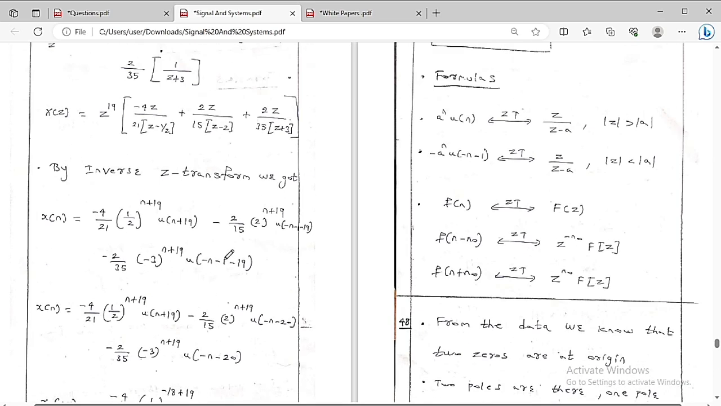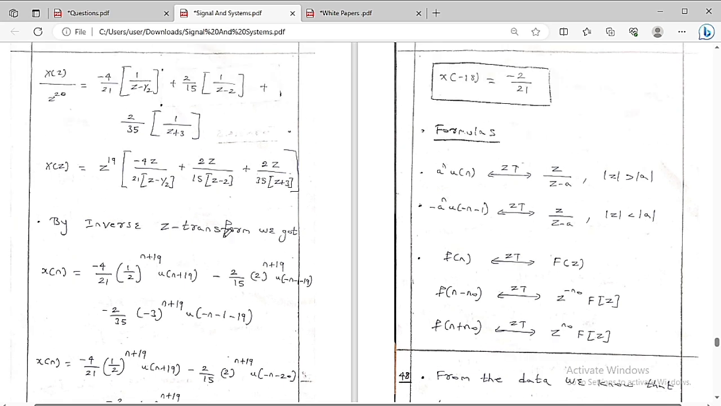But now let me tell you how we got this expression. So the final answer is x(minus 18) is equal to minus 2 by 21. The formula that you have to remember: a to the power of n into u(n) has the transform z by (z minus a), which is the right-sided signal.